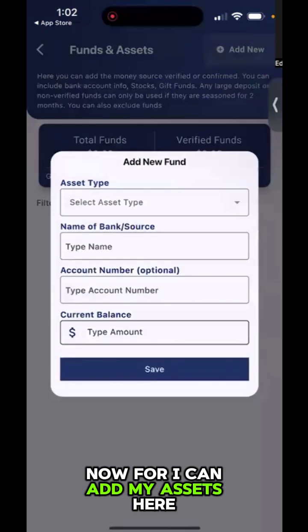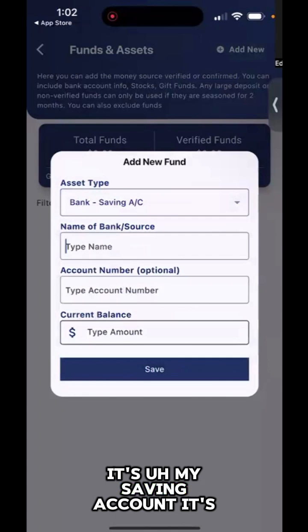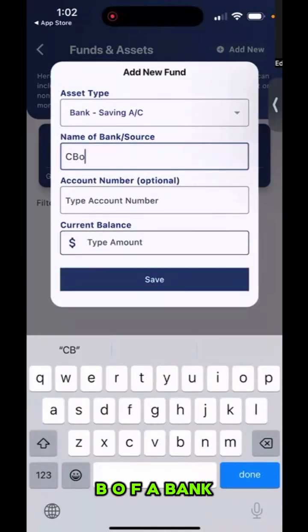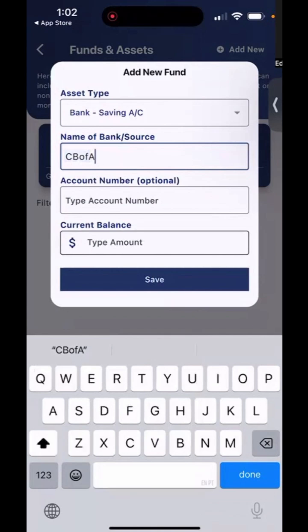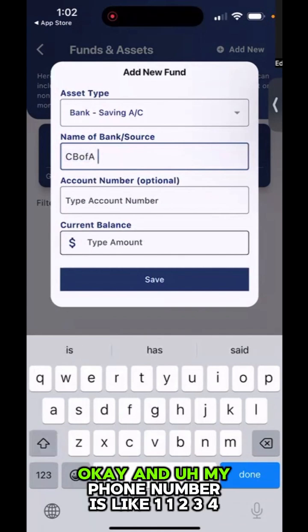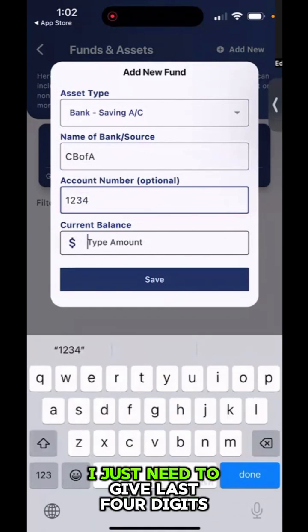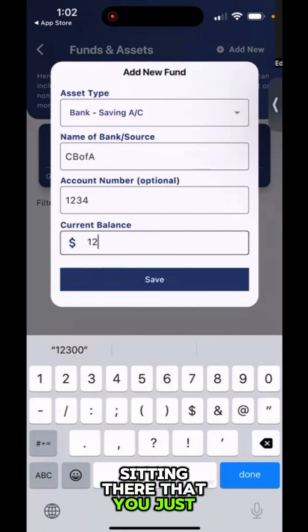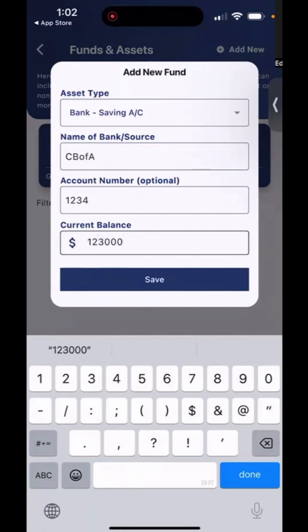Now, I can add my assets here. It's my savings account. It's with the CBOFA Bank. Okay. And my account number is like 1, 2, 3, 4. I just need to give the last 4 digits. And I have like $123,000 sitting there. Let me see. There you go.